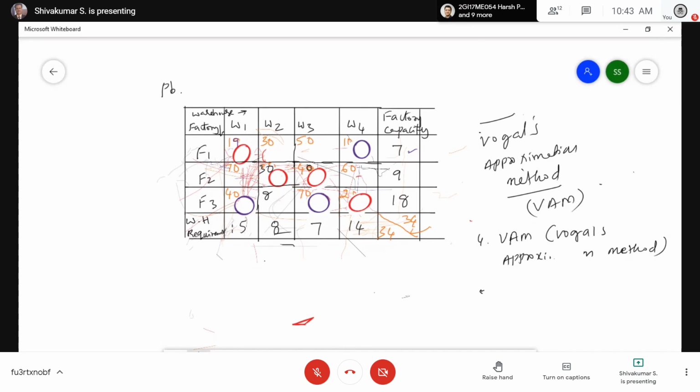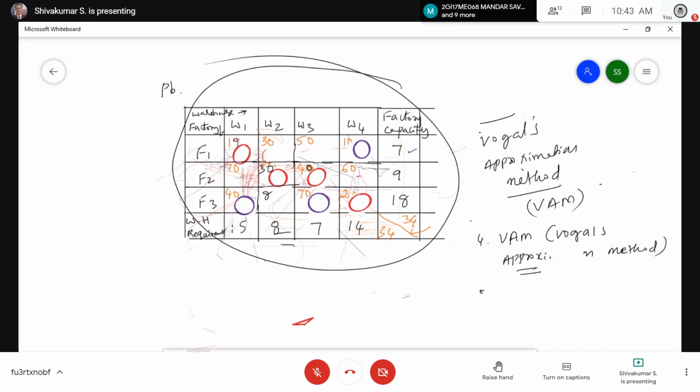And then we'll go for testing the optimality, whether the solution you gained is right or wrong. So please take this table once again, the entire table, and I'll continue in the next class.